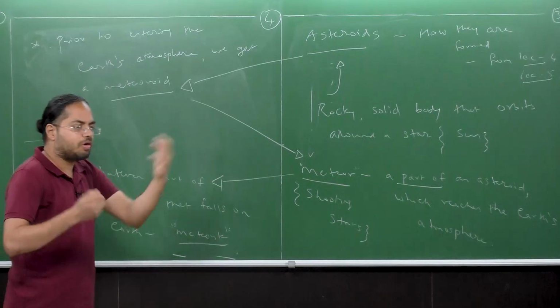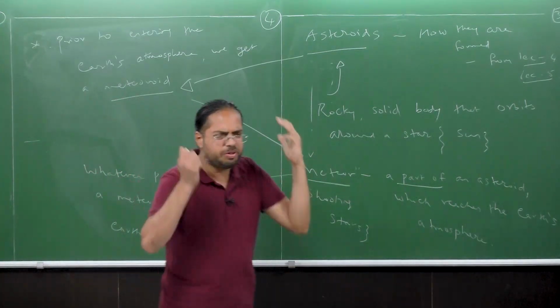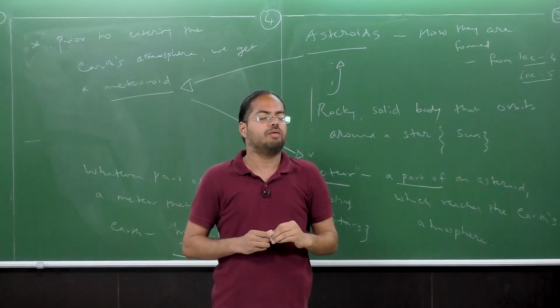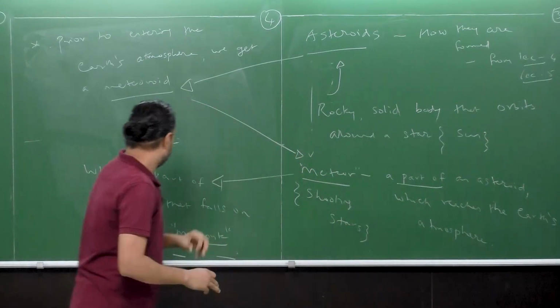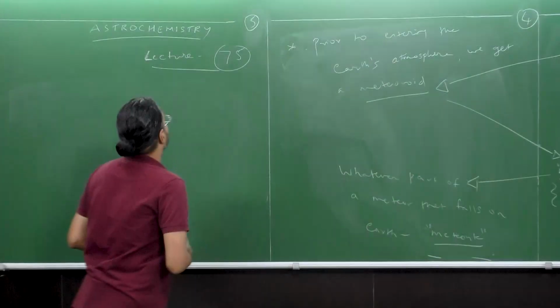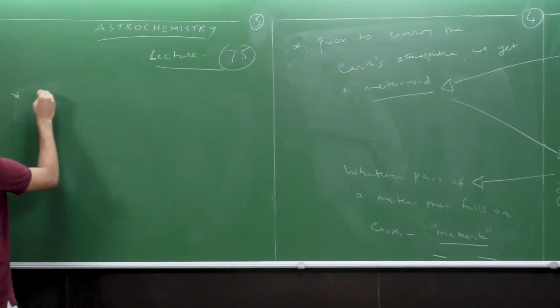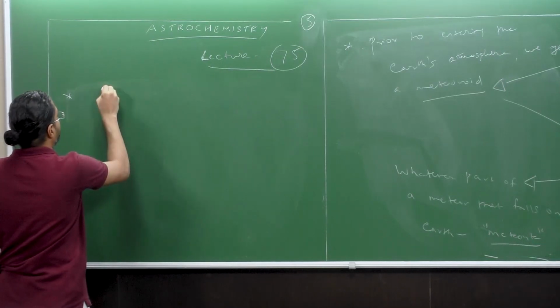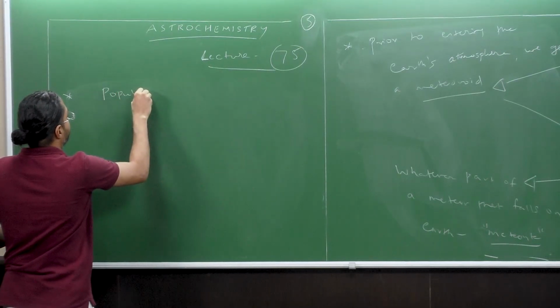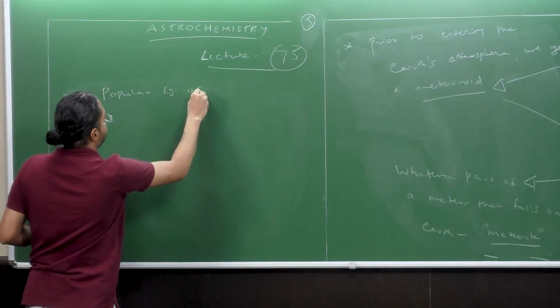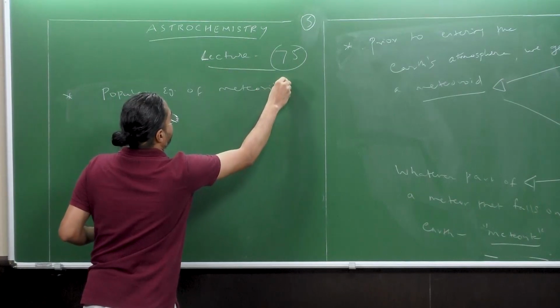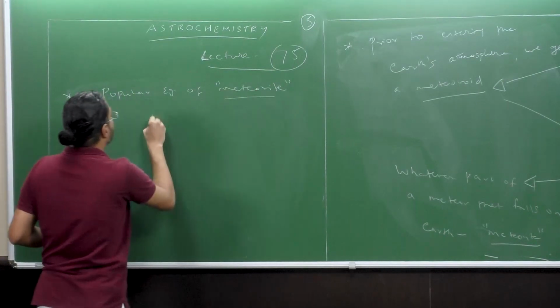Now, what are famous examples of meteorites? Well, lots of meteorites have been there, but one particular meteorite that has been very widely assessed is what is called the Murchison meteorite. An example of a meteorite, a famous example, I would say, is the Murchison.